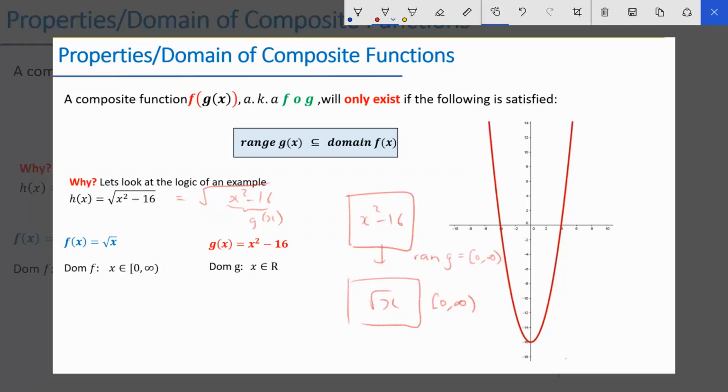This is my graph. What it spits out is the range. What's the range of this graph currently? What's the range of g right now? What's the range of g? Negative 16 to infinity. So I'll write it out, negative 16 to infinity.